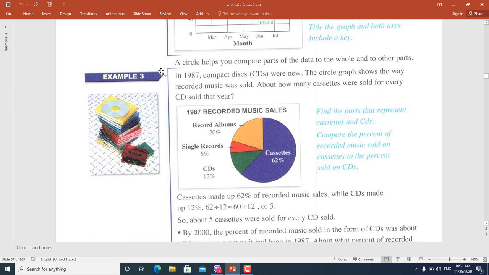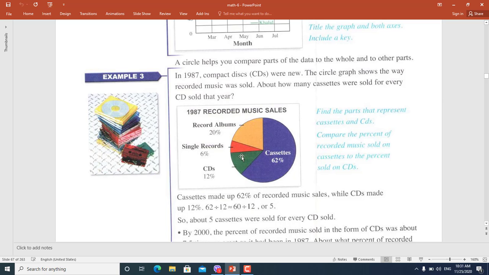Also, we have the circle graph. A circle graph helps you compare parts of the data to the whole and to the other parts. So a circle graph is used to compare, and sometimes to divide into parts. In 1987, compact discs were new. The circle graph shows the way recorded music was sold, and about how many cassettes were sold for every CD sold that year.